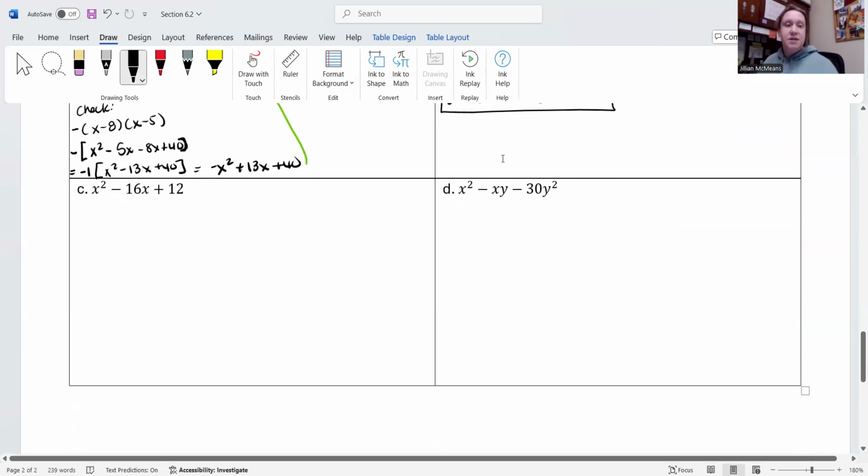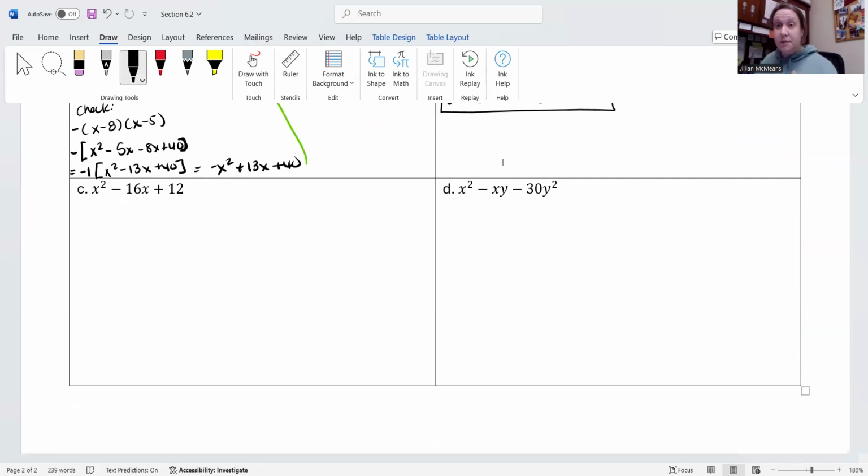So for part C, we have x squared minus 16x plus 12. This is a quadratic trinomial. It has a coefficient of 1 on the square term. Let's get to it. So we're looking for factors of 12, both positive or both negative, that have a sum of -16, okay? So we could do 12 and 1, 6 and 2, 3 and 4.